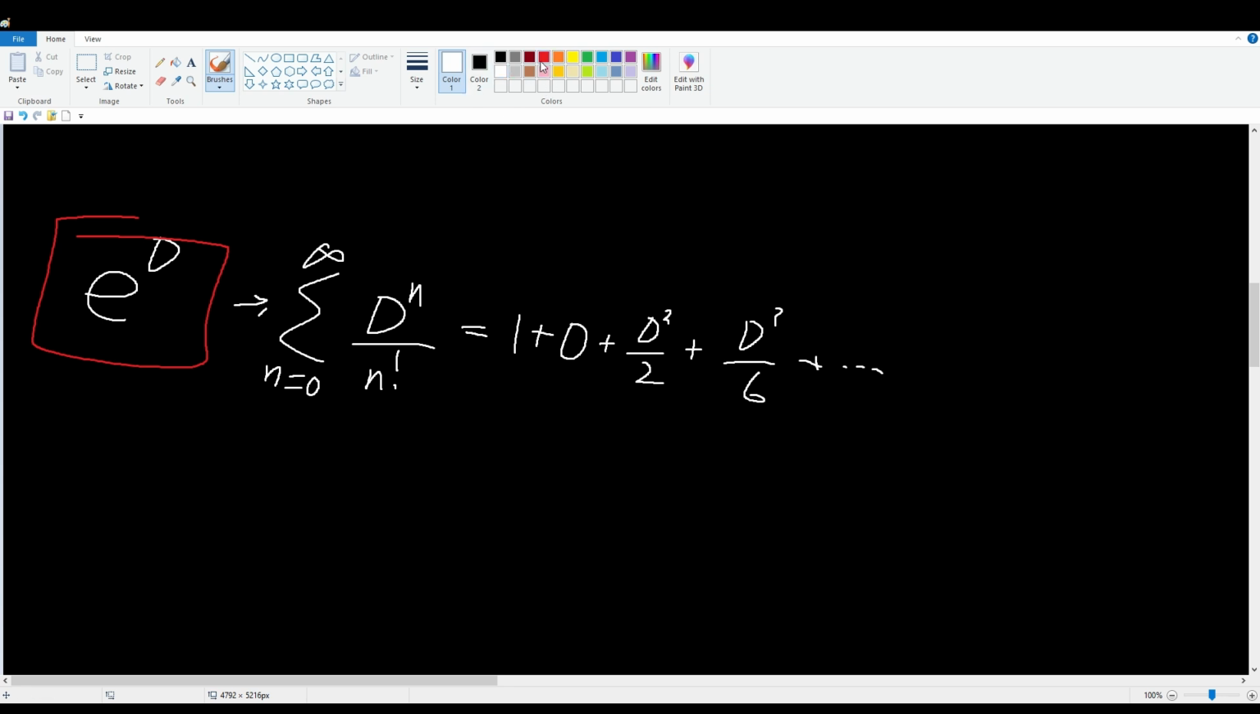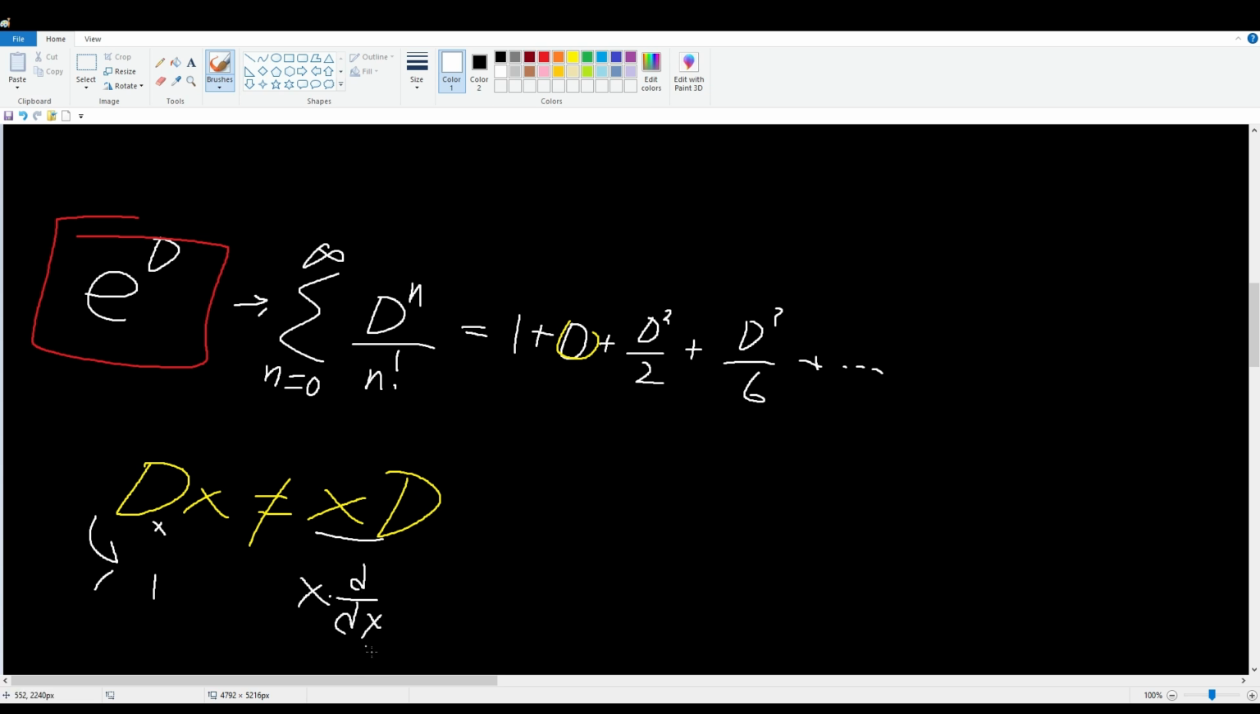And something to note about this operator is that it is not commutative. This is not true: d/dx applied to x, given that this is D of x, is just 1, while this is x times d/dx. So this is not commutative. We can have e to the D on the left operating on a function, or the function and then e to the D. And that gives me an idea.